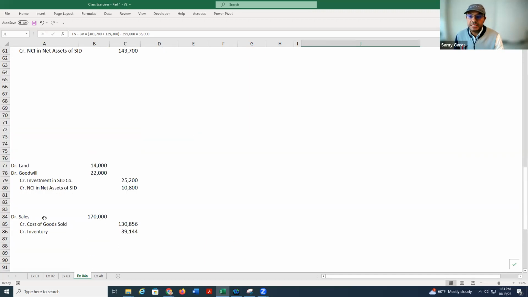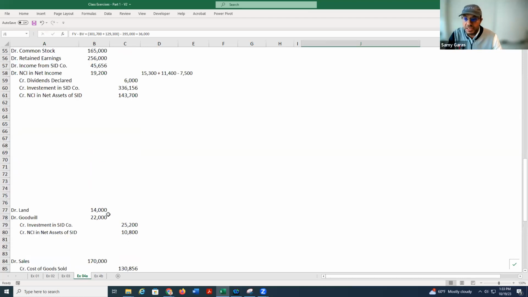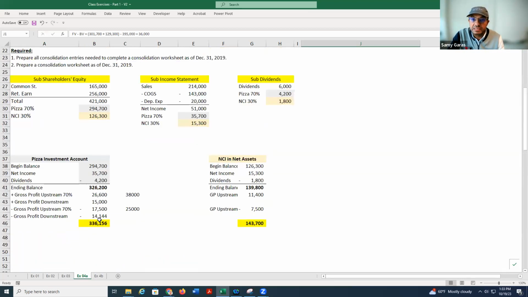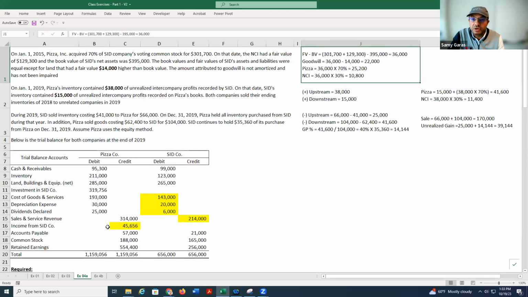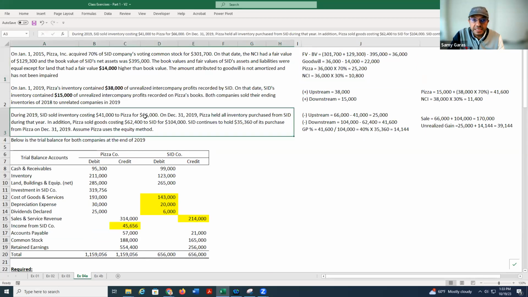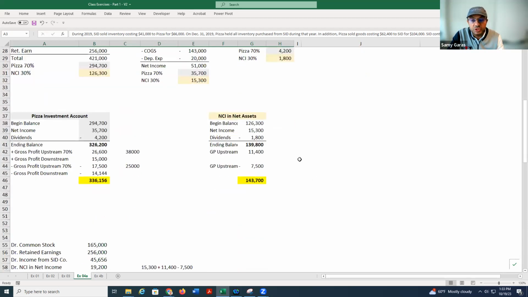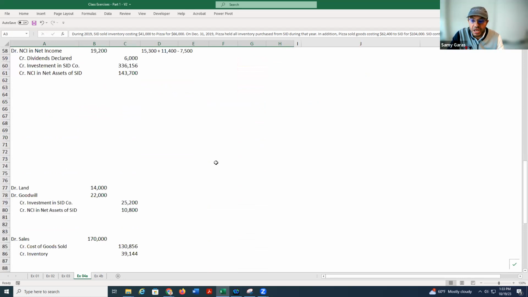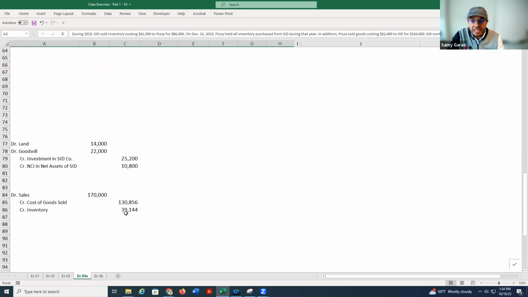Yeah, this is from the prior year, and here let me go through the 170 again to clear it up. You can see here it's 66, and here 104, sorry. So when you add 66 plus 104, we get 170. And here we have the 39,144, and this will be the total unrealized gain for both upstream and downstream. And the difference between them is the cost of goods sold.